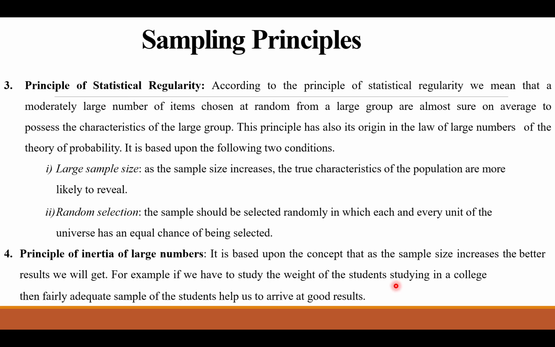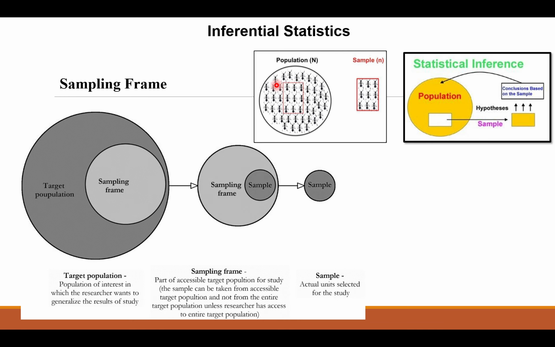Then the fourth one is the principle of inertia of large numbers. It is based upon the concept that as the sample size increases, the better the result we will get. For example, if we have to study the weight of the students studying in a college, then a fairly adequate sample of the students helps us to arrive at a good result.